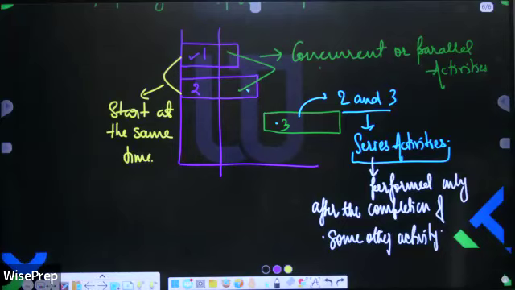Next point, fifth. Here also we do not show critical activities. So write down: critical activities of the project are not shown.